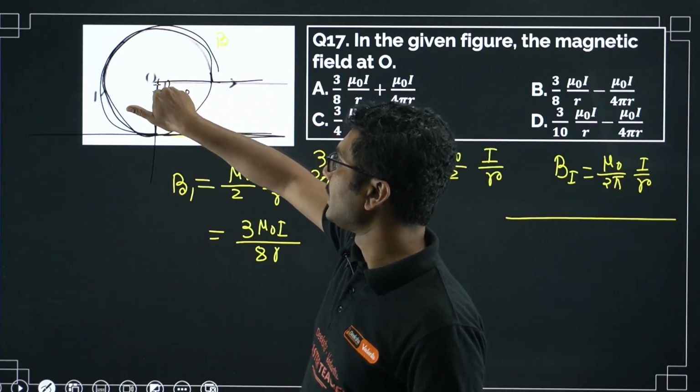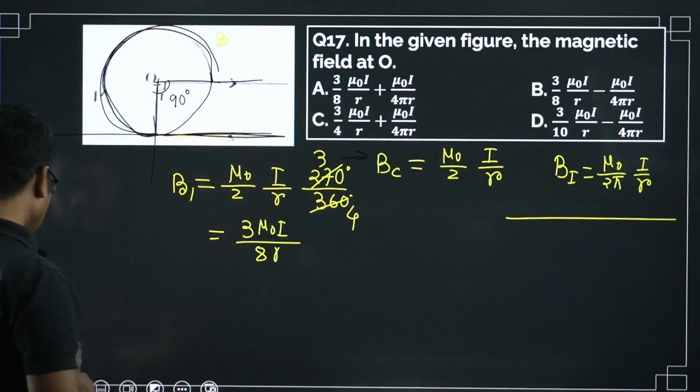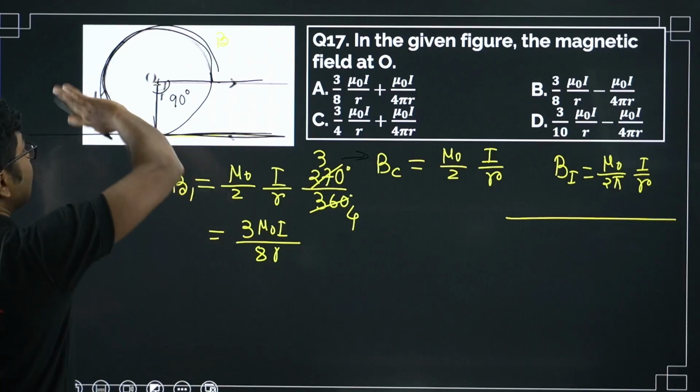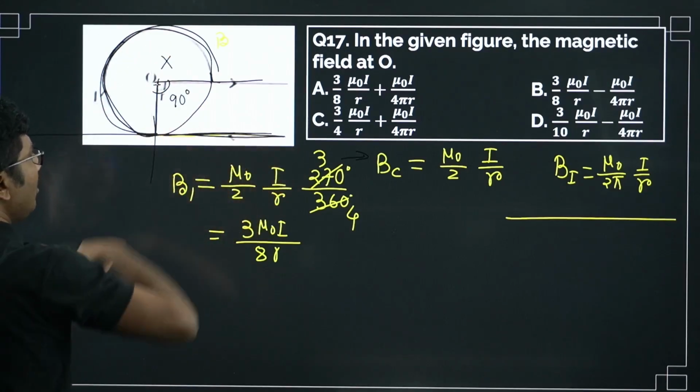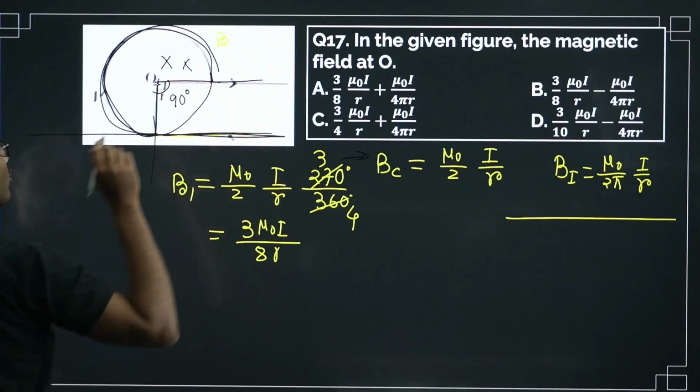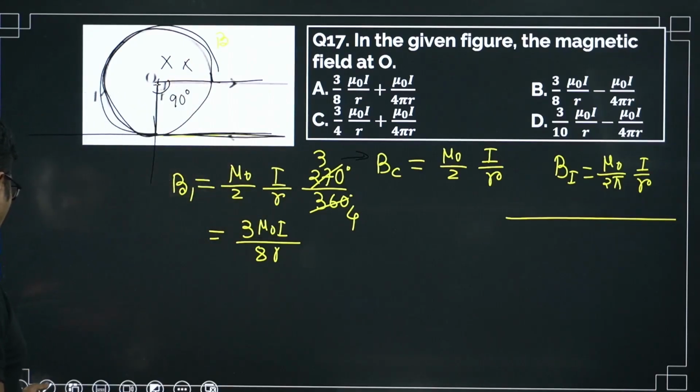This curl direction represents the direction of magnetic field. So the magnetic field due to the wire, this circular part, is into the paper. The magnetic field due to this is also into the paper. So both of them are into the paper, so they will basically get added, right?